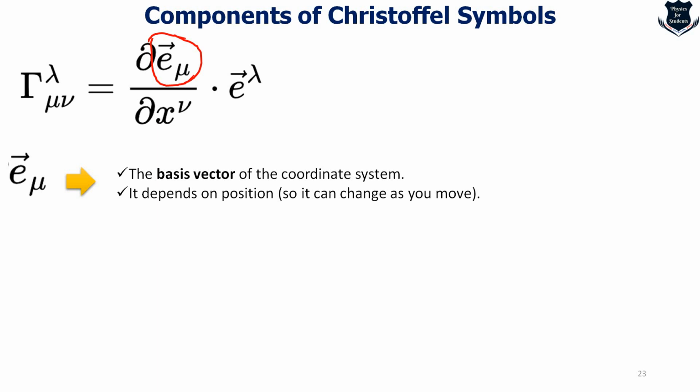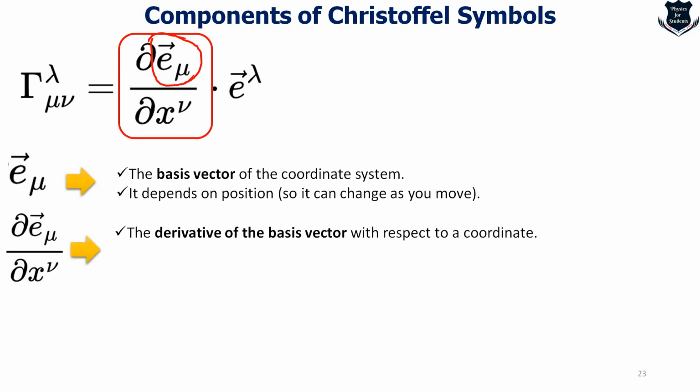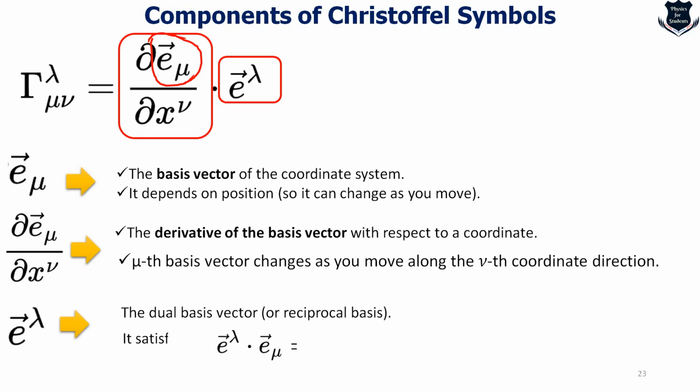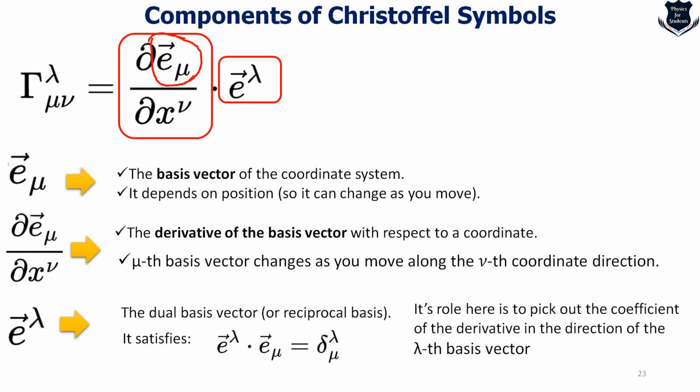So let us take a further look at this part. This entire e mu is basically the basis vector of the coordinate system. It depends on where and how you are moving. This part is actually the derivative of the basis vector with respect to the coordinate. As I told, the mu-th basis vector changes as you move along the nu-th coordinate direction. E raised to the power lambda tells the dual basis vectors. So it satisfies the Kronecker delta, and its role is basically to pick out the coefficient of the derivative in the direction of the lambda-th basis vector.